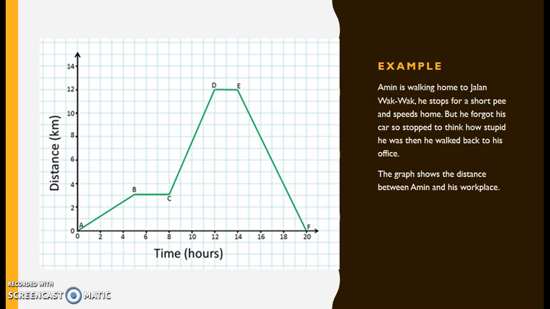Alright, here's an example. Amin is walking home to Jalan Wat. He stops for a short pee at right here, BC, and then he speeds home. But then he forgot his car. So he sat down right here and thought, wow, I'm really stupid. So then he walked back all the way to his office. This graph shows the distance between Amin and his workplace.